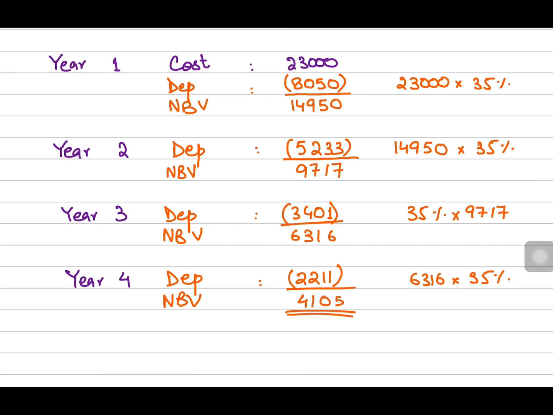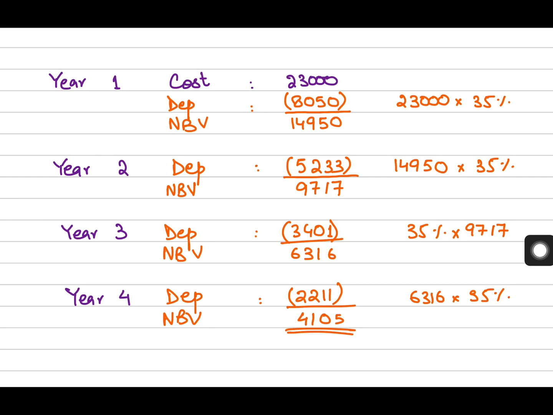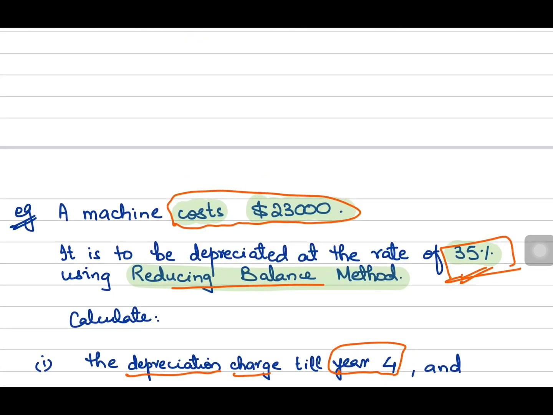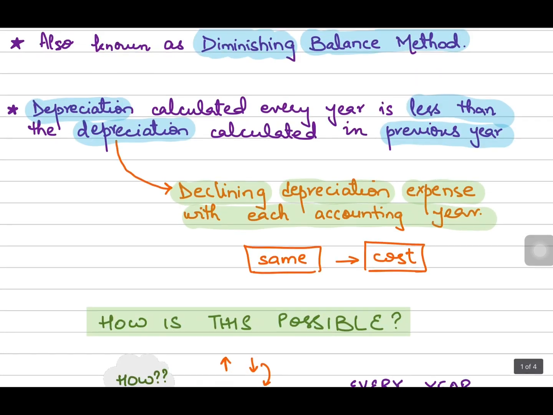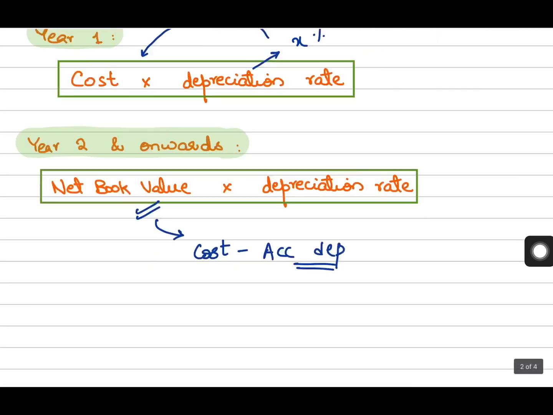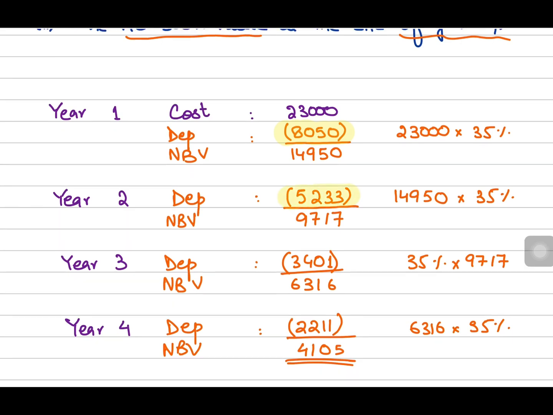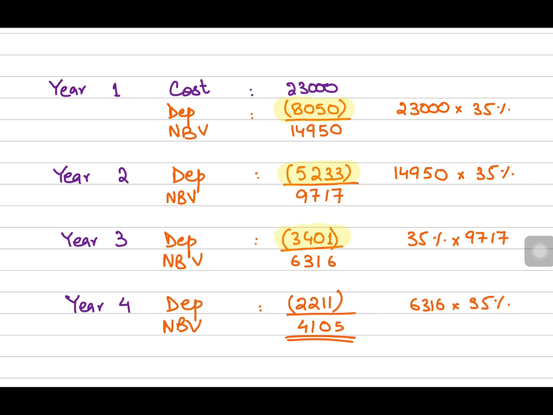4105, right. The requirement was to calculate depreciation till year 4 and the net book value at the end of year 4, right. Now, let us see whether what we studied over here is correct or not, and that was that there is a declining depreciation expense with each accounting year if we are following the reducing balance method. So, as you can see, in the first year it is 8050, second year it is 5233 decreasing, third year 3401, and in the fourth year 2211, and for further future years it will keep on decreasing till it reaches 0, right.